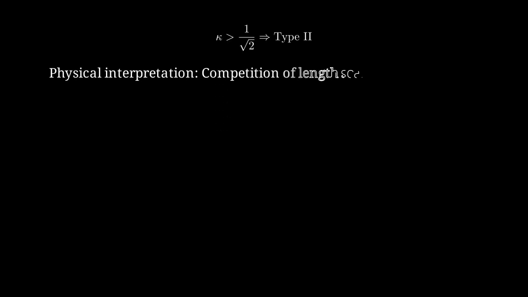The physical interpretation is elegant. Kappa represents the competition between the magnetic screening length lambda and the Cooper pair size xi. When lambda dominates, flux expulsion is costly and vortices form. When xi dominates, complete flux expulsion wins.